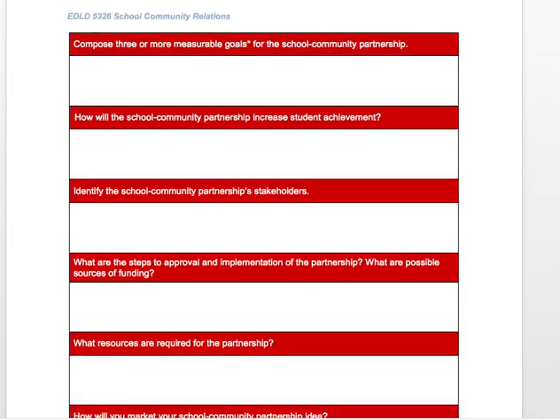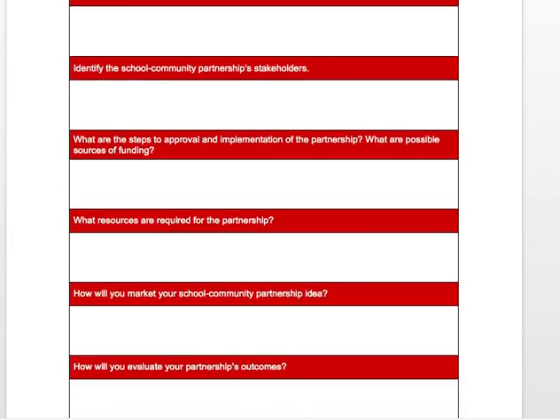And then what are the stages for approval and implementation, and what are possible sources of funding? You need to find out, does your principal approve this? Do you have to go to your superintendent? Does your school board have to approve it? Same thing with the community. You may have a community organization that's going to be working with you. Do they have to have approval from their board? So be thinking about that.